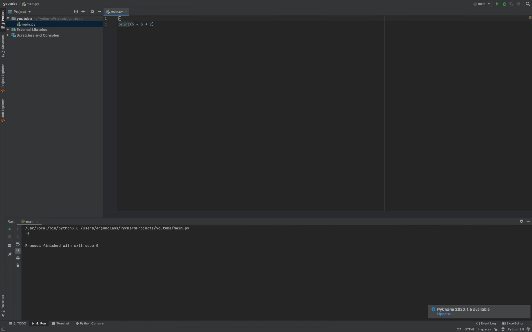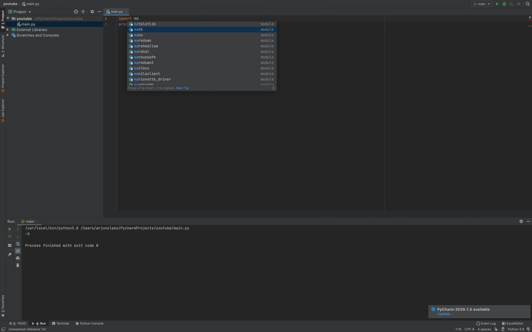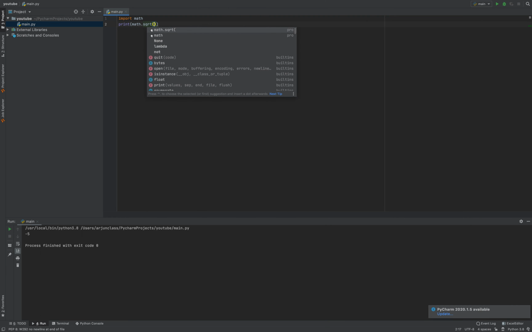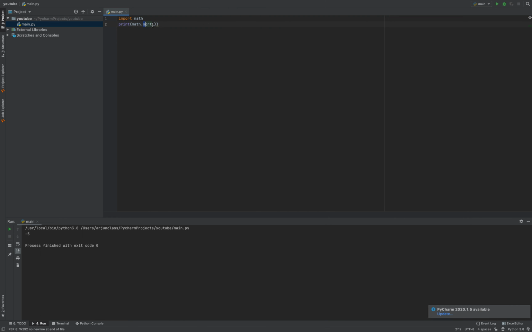And then if you import math, you can also do square root, which is math.sqrt, and then you can get the number. So like 25, this will return 5.